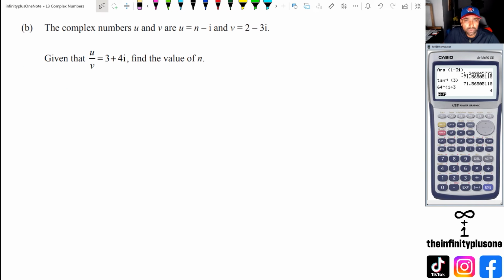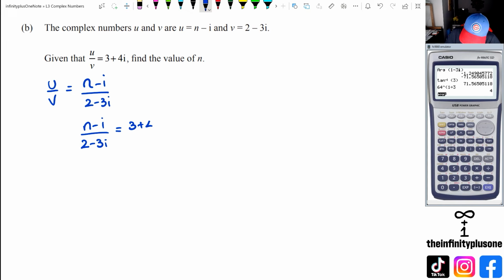All right, so the next question, we've got u and v. Given that u over v is 3 plus 4i, find the value of n. So what we're going to do is u over v first, which is n minus i divided by 2 minus 3i. Now, there's a couple of ways of doing this. And because we already know that u over v is also equal to 3 plus 4i, I could actually say that n minus i divided by 2 minus 3i equals 3 plus 4i. Now I'll cross multiply. So I'm going to get 3 plus 4i multiplied by 2 minus 3i.